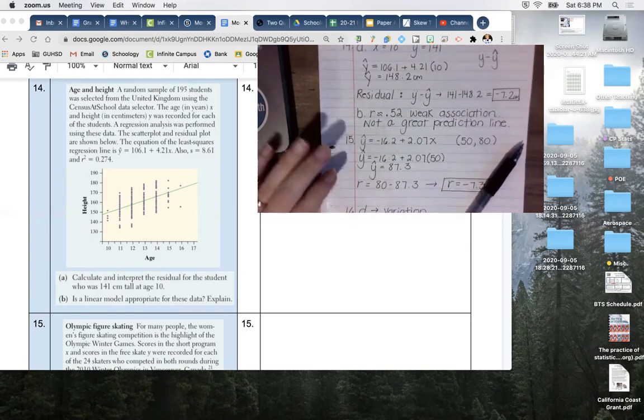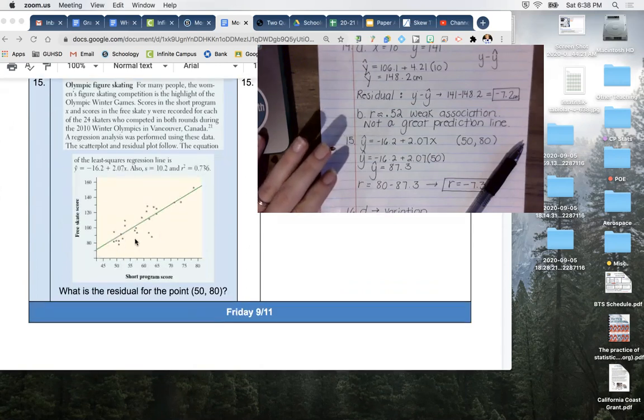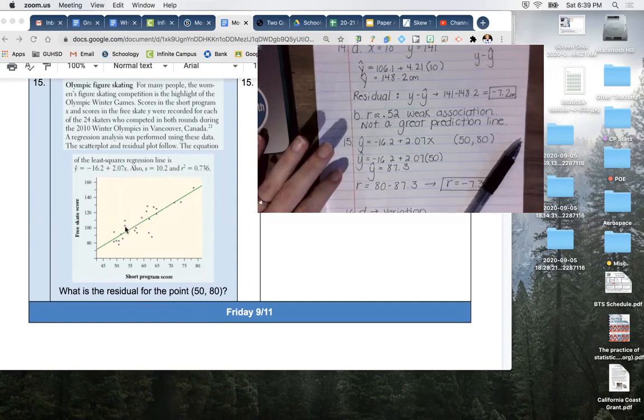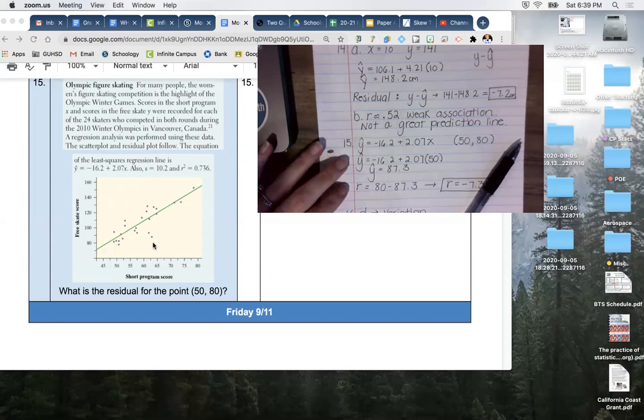Number 15, our last one, we have this plot, and I immediately look at it and I'm like, oh, that's not too bad. That looks like a pretty moderately strong, positive, linear association. But what they're asking for in this one is a residual for this point right here. If you look at this point, 50 and about 80 right there, they're asking what is the residual for that point. It does look to be below the line.